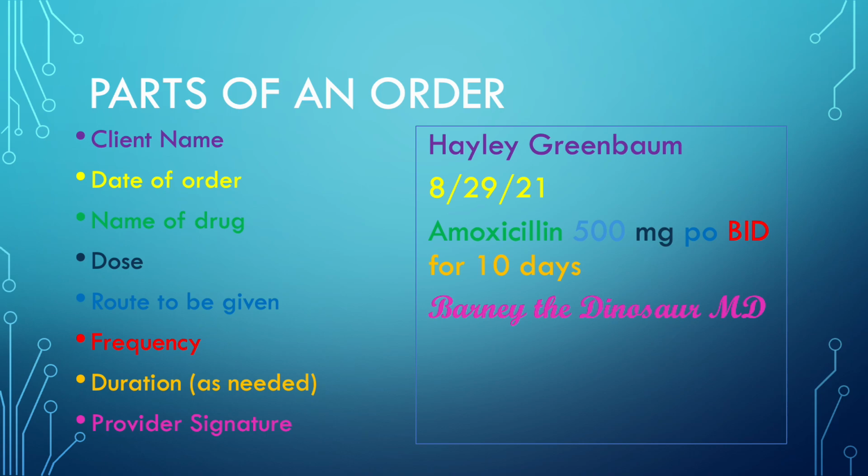You can see those parts of an order are the client name, and in the example, it's Haley Greenbaum. The date of the order, this one's from way back in 2021. The name of the drug, here it's amoxicillin. The dose is going to be 500 milligrams. The route to be given is PO, which means by mouth, so that's going to be an oral medication. The frequency is BID, which means twice daily. The duration is going to be for 10 days, and then you always have to have a provider's signature.